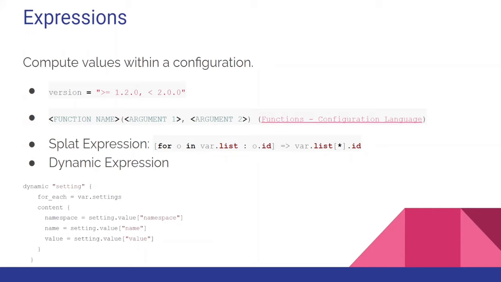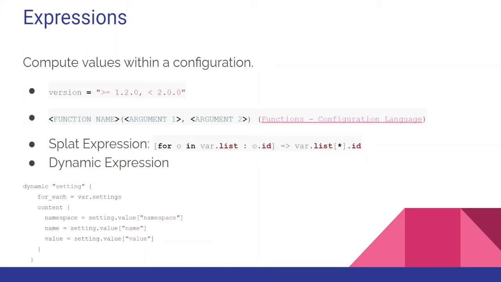In the same set, we have certain information like version, function, splat expression, and dynamic expression. The version parameter is used to restrict the configuration or the instruction to a particular version. We will see in the lab session in detail how you can have the versions in between, but as of now this is the kind of expression we have.